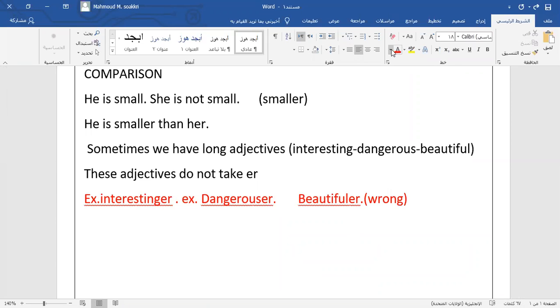So what should we do now if we want to make comparison and the adjective is long? Use this rule. Part 1 plus is or are plus more plus adjective plus than plus Part 2. Let's have an example.